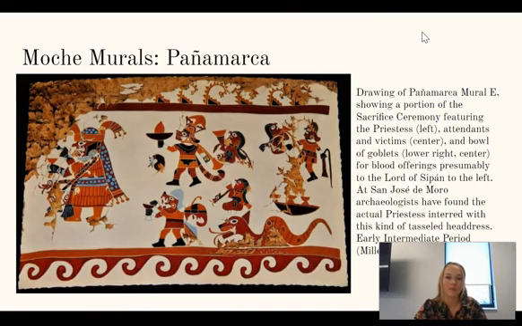So this is a drawing of the Pañamarca mural E. This shows a portion of the sacrifice ceremony featuring the priestess at the left. We have attendants and victims at the center, and the bowl of goblets in the lower right down here. And these may have been offerings for the Lord of Sipan to the left. At San Jose de Moro, archaeologists have actually found the actual priestess that was interred with this kind of tasseled headdress. And this is from the Early Intermediate Period. We'll take a look at that here soon.